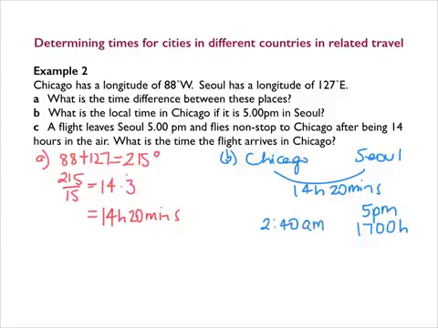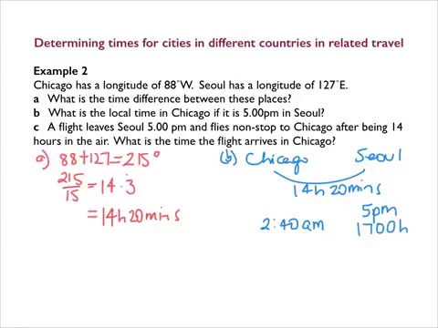Okay, so there's lots of different ways you can work out that. Is the ways to subtract 14 hours, 20 minutes from the 5 p.m. It's up to you. So the next part of the question is about looking at travel. So a flight leaves Seoul 5 p.m. and flies non-stop to Chicago after being 14 hours in the air. What is the time the flight arrives in Chicago?